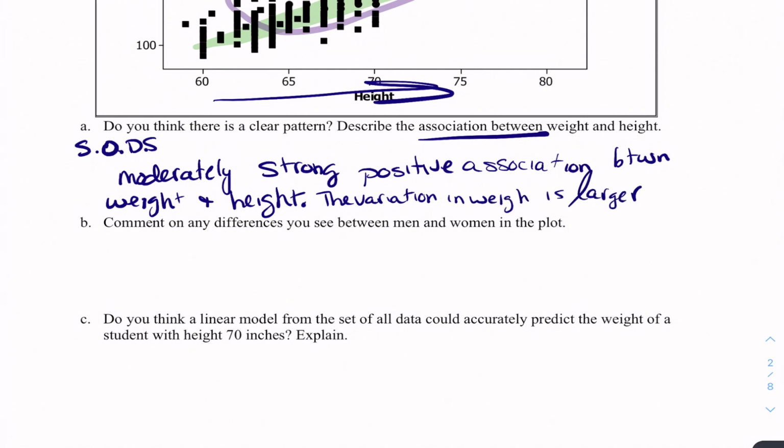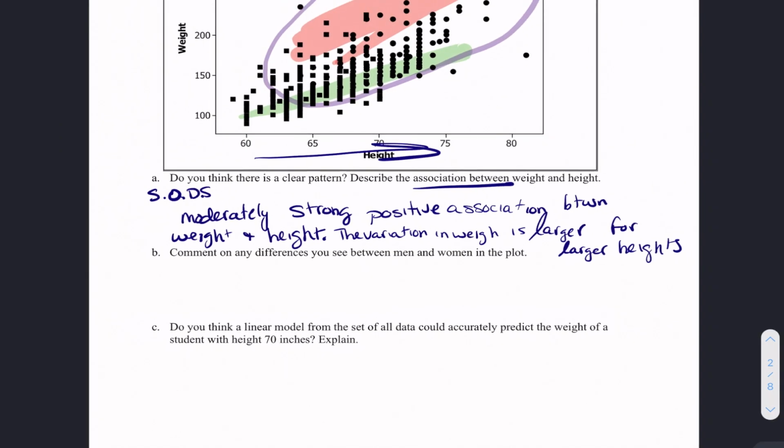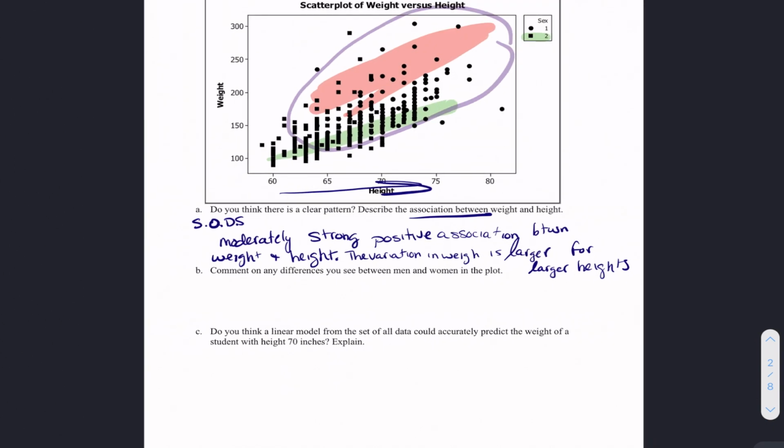It's just fluctuating more for larger heights. And now that is a better encapsulation of all of the data. Okay, part 2 says, comment on any differences you see between men and women. Now, I know we're bringing some of our previous knowledge, but this is where we look at the green versus the red. Green is girls, red is boys.